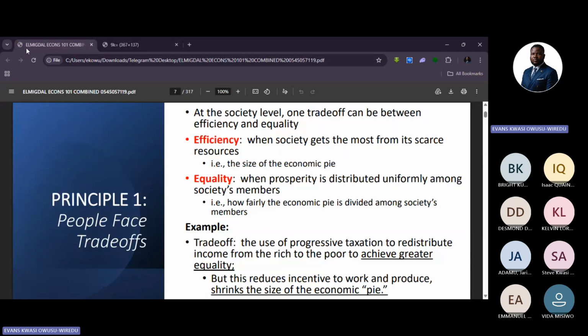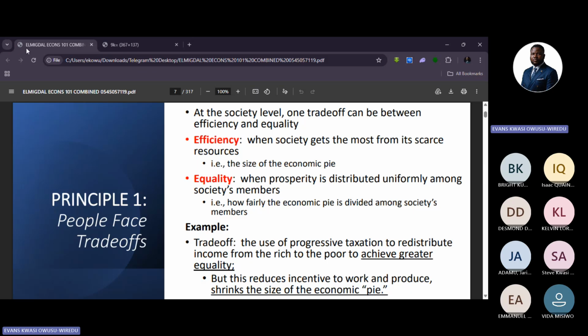From this broad sense, efficiency helps in the totality of the input of the work you want to be placed in. So when society gets the most from its scarce resources, that is the size of the economic pie, right? It's about making the pie as large as possible. So we are thinking about the size of it. And then equality is when prosperity is distributed uniformly among society's members. How fairly the economic pie is divided among society's members.